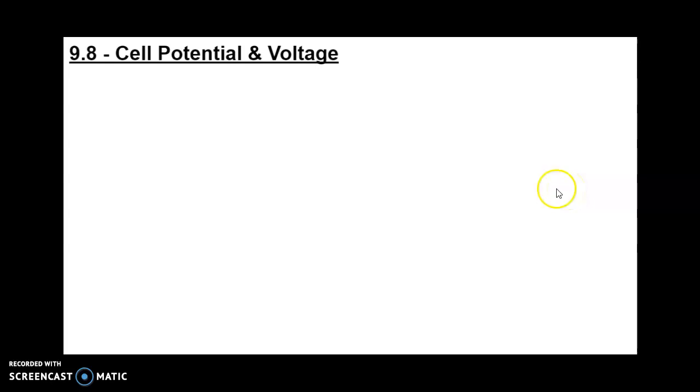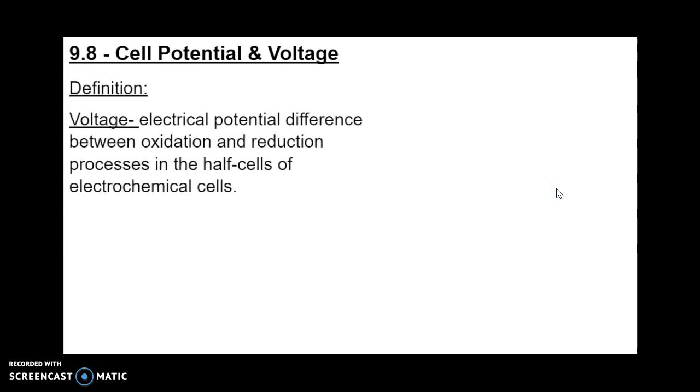Now that we've looked at the different types of cells, let's talk about how we can quantitatively analyze them. First, we're going to start off with the definition. The voltage is an electrical potential difference between the oxidation and reduction processes in the half cells of the electrochemical cells. So essentially what we're focusing on is one half cell is the cathode, the other is the anode. The cathode undergoes reduction and the anode undergoes oxidation.